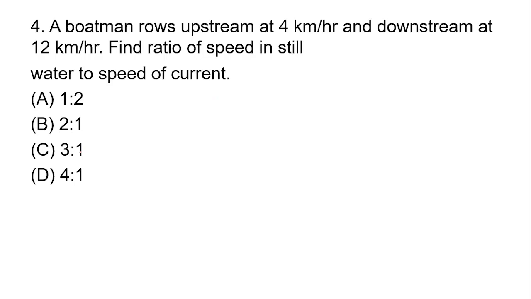A boatman rows upstream at 4 km per hour and downstream at 12 km per hour. Directly, the speed downstream and speed upstream is given. Downstream is 12 kilometers per hour. Upstream is 4 km per hour. So can we simplify this ratio? Yes. 4 3s are 12, 4 1s are 4. So 3:1 is the ratio for speed downstream and speed upstream. But that is not the question.